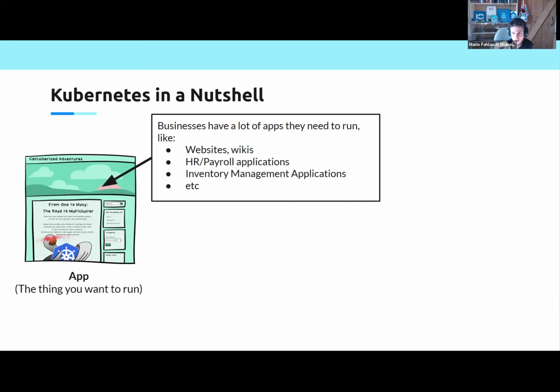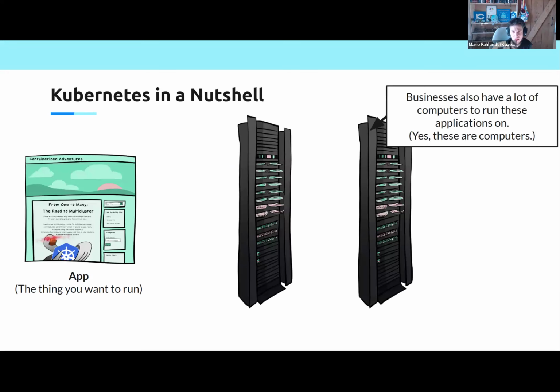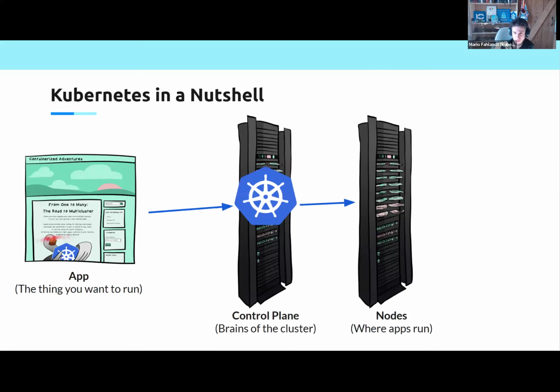Businesses have many applications they need to run. For example, they may have a payroll application, a logistics application, or a company website. These applications need to run somewhere, so businesses also have a lot of computers to run these applications on. Kubernetes enables a business to say, hey Kubernetes, here are the computers I have, and here's the app that I need to run. You describe, at various levels of detail, what the application needs to run and what hardware it might need, and Kubernetes will run it on a machine for you.